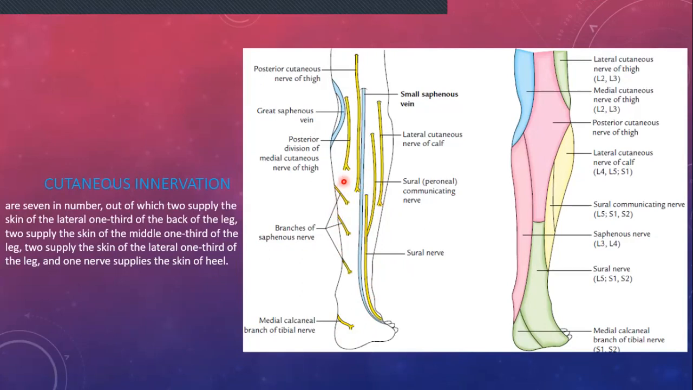Remember, these 2 are cutaneous branches from the femoral nerve, with the posterior division of medial cutaneous nerve from the anterior division of femoral nerve, and the saphenous nerve is the only cutaneous branch from the posterior division of femoral nerve. And this is the area which they supply. This is the medial cutaneous nerve of the thigh, the posterior division. This is the saphenous nerve.